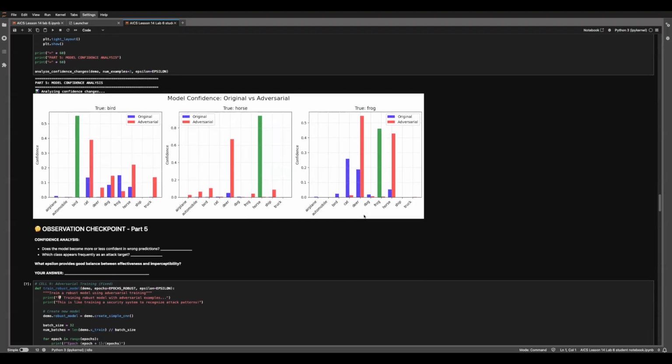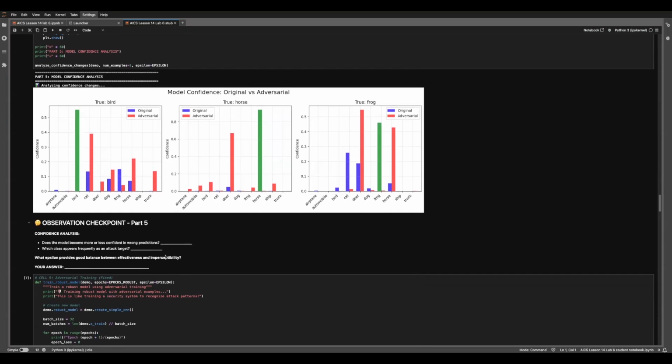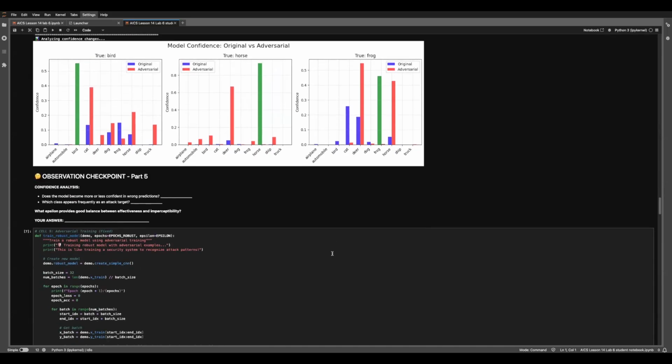So ask yourself this, right? Does it become more or less confident? And then there are some other questions about class targets and things like that, but take a close look at that and see if you can answer those questions.